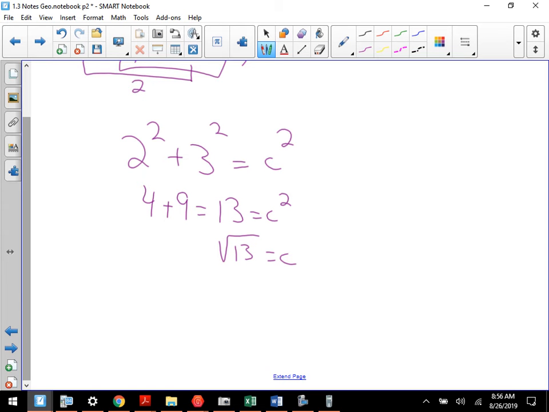If your calculator gives you a decimal, it's probably 3.5-ish. That's close. How do you know? How do I know? Well, do you agree that the square root of 13 is between the square root of 9 and the square root of 16?